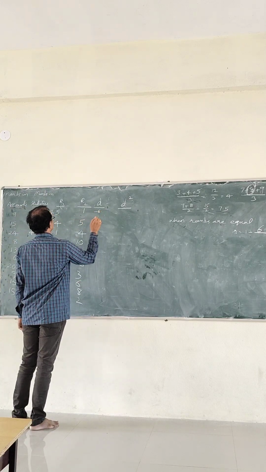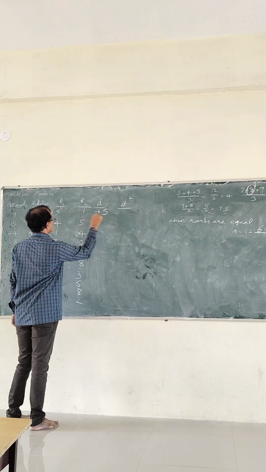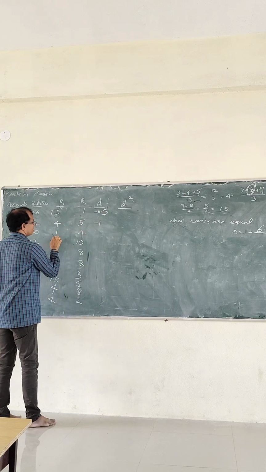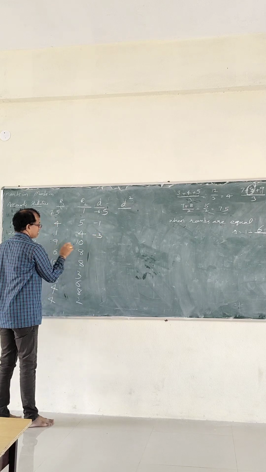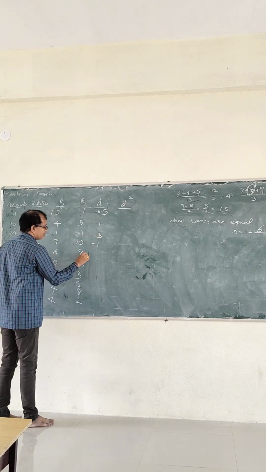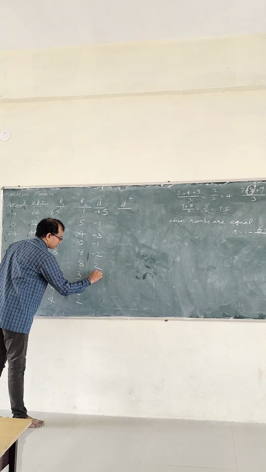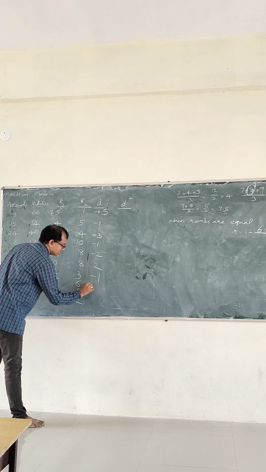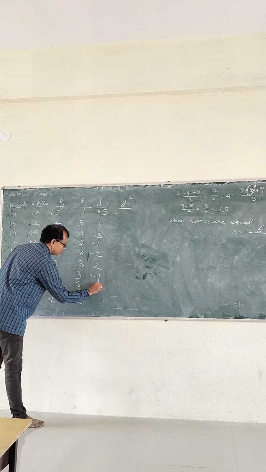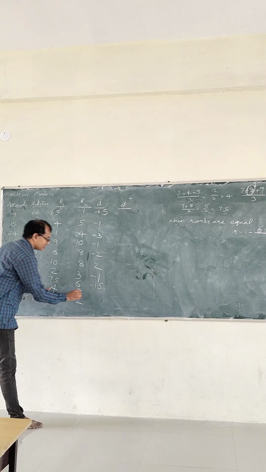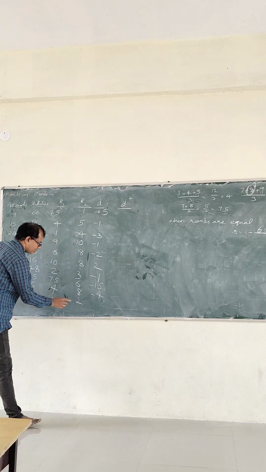Now coming to this, what is the difference here? Minus 6.5. 4 minus 5 is minus 1. 1 minus 4 is minus 3. 9 minus 10 is minus 1. 6 minus 8 is minus 2. 10 minus 8 is 2. 2 minus 3 is minus 1. 7.5 minus 6 is 1.5. 4 minus 8 is minus 4. 4 minus 2 is 2.